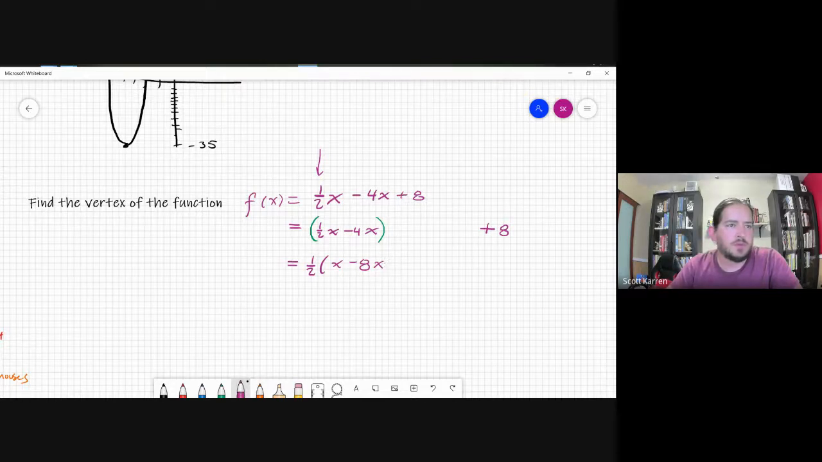And I'm going to leave some room, and then I've got this +8 that I didn't let participate in the factoring. But now these should be x squareds, I'm sorry. Squared, squared, squared. My x squared term has a 1 in front of it, so I can complete the square. Half of -8 is -4. Square it gives me 16, so I'm going to add 16 and subtract 16 at the same time.